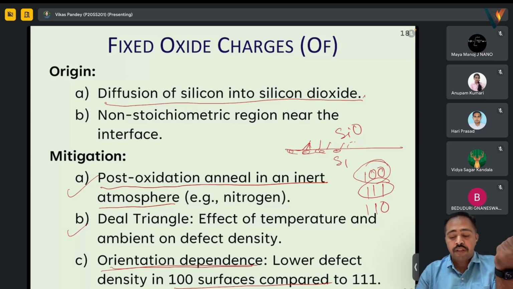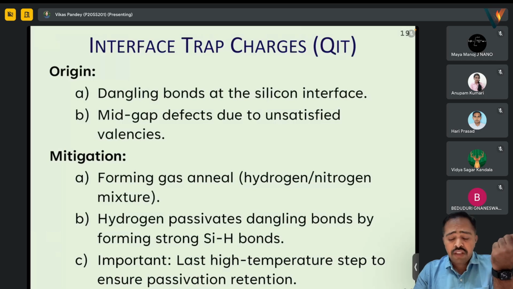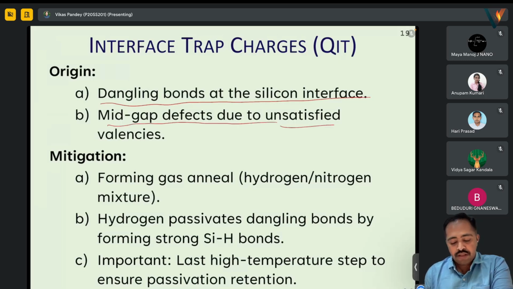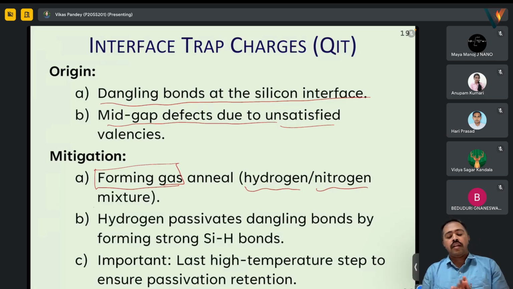Then the second type of defect is interface trap charges. These are due to the dangling bonds at the silicon interface. Because some silicon has been consumed in forming SiO2, some mid-gap defects can occur due to unsatisfied valencies. And how can it be tackled? It is tackled by using forming gas. Forming gas is a mixture of hydrogen gas and nitrogen gas.